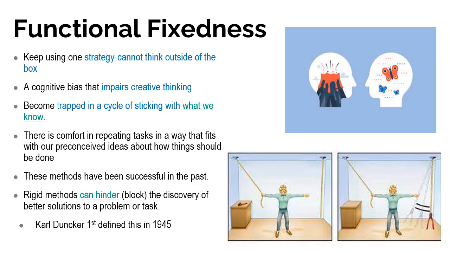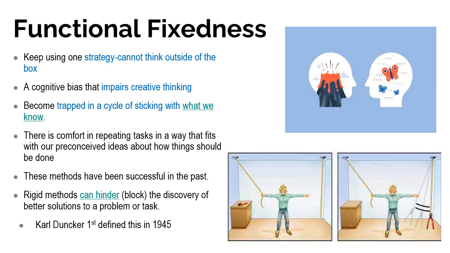Functional fixedness is when we're stuck with only one way to solve something. We cannot think outside the box. We only have one strategy. It impairs creative thinking. In fact, it's the opposite of creative thinking. We are trapped in a cycle of sticking with only what we know. This is how I do it. This is how it's always been done, and I can't change it.